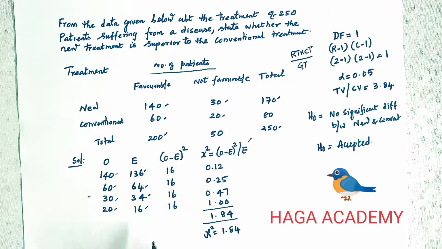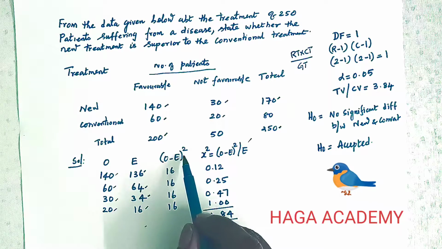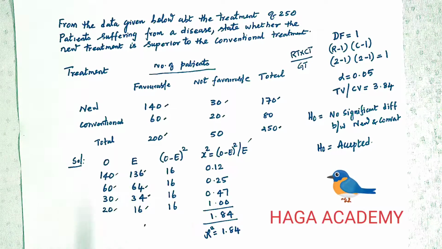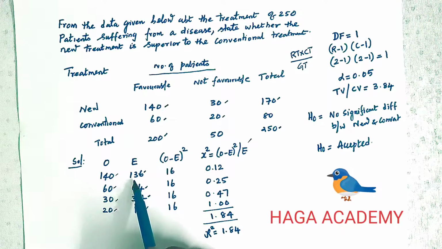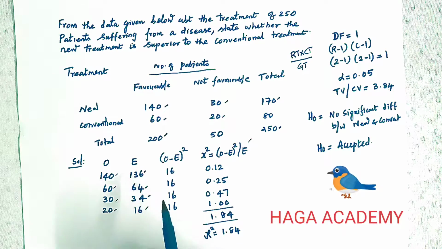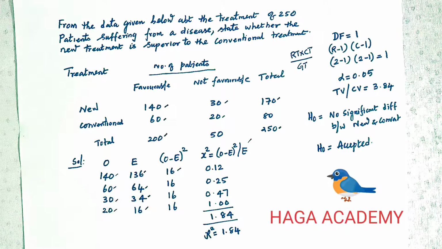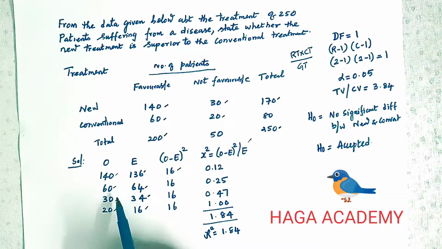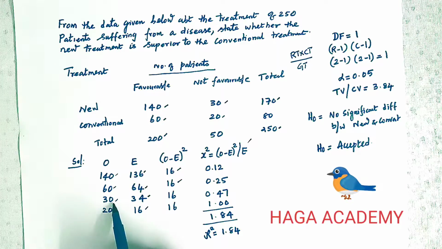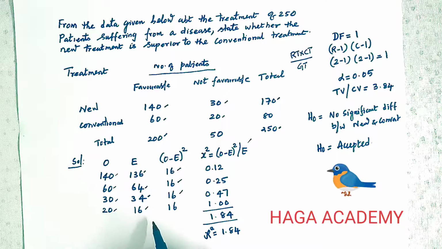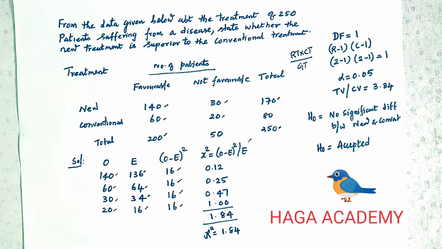Now the next step: O minus E whole square. Here O is the available data, 140 minus 136, whole square. I mean 4 will come, 4 square is 16. Minus or plus is immaterial, just ignore it. We get the same 4 squared, 16. Again minus 4, so 16 will come. 20 minus 16 is 4, 4 into 4 is 16.